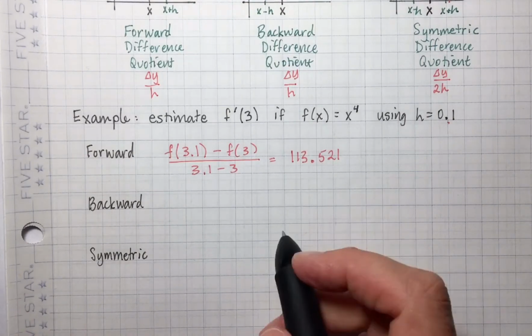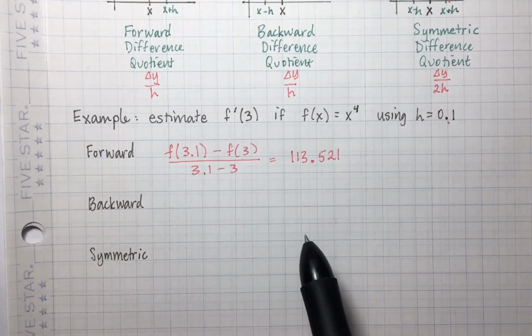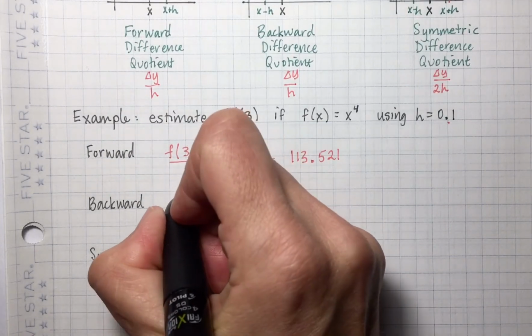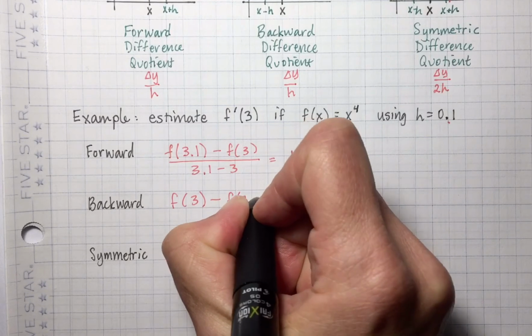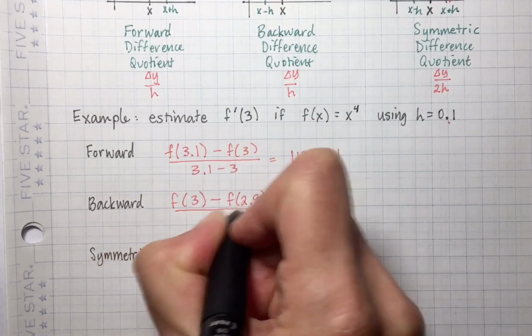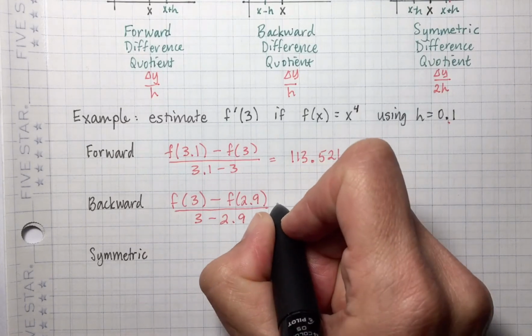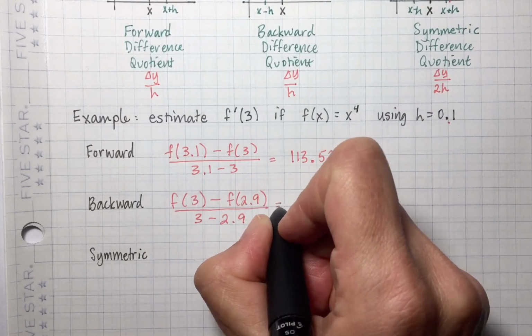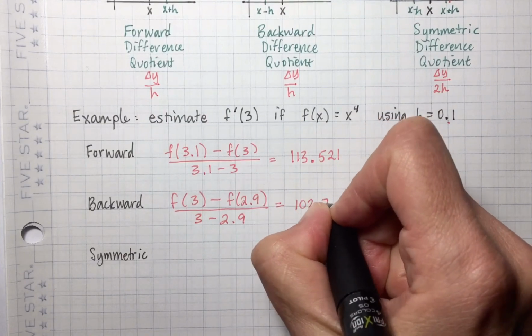If we did a backwards difference quotient, we're going from 3 back to 2.9, so we're talking about f of 3 minus f of 2.9 divided by 3 minus 2.9. There's that 0.1 again, our h. And if you chuck that in your calculator, you will get 102.719.